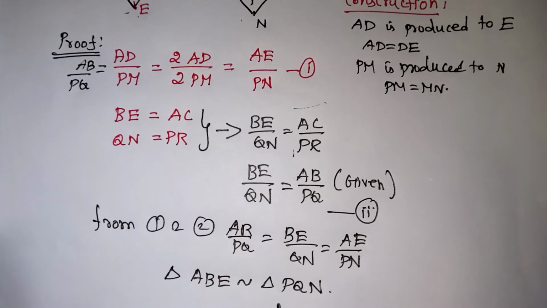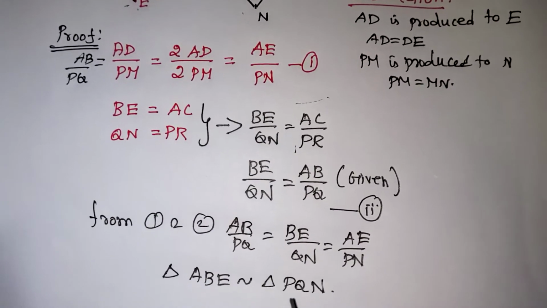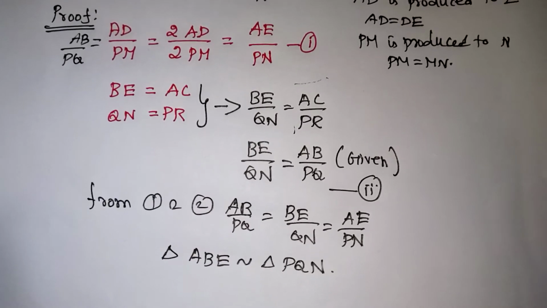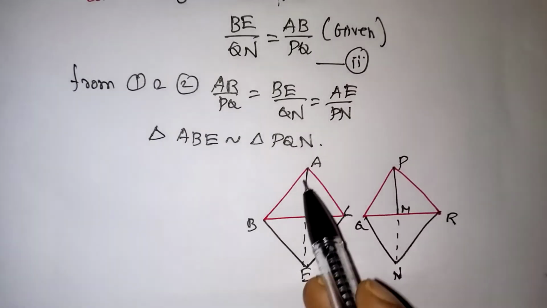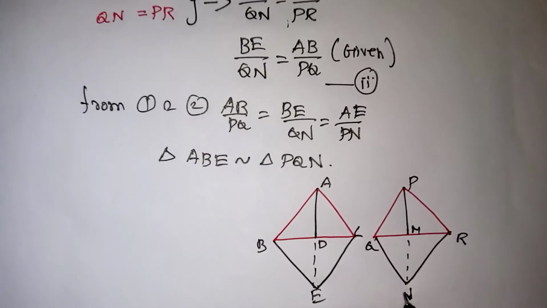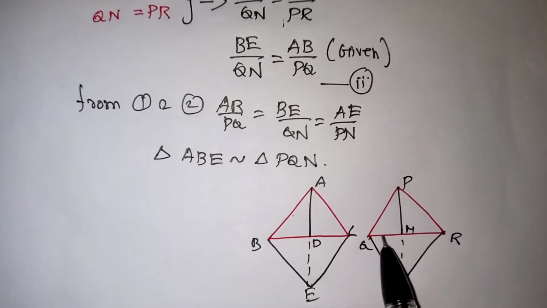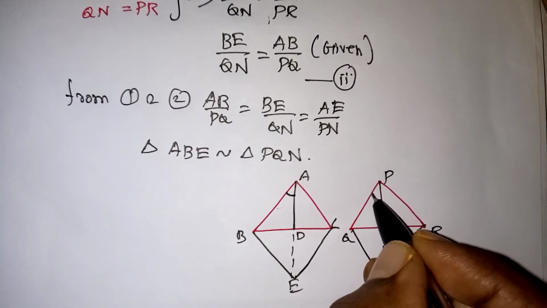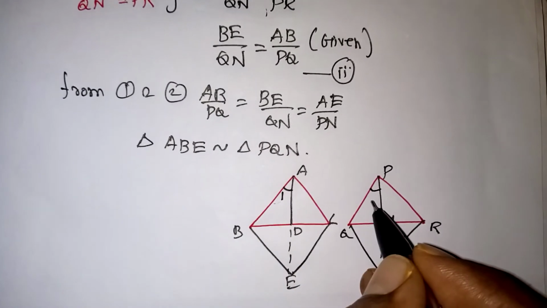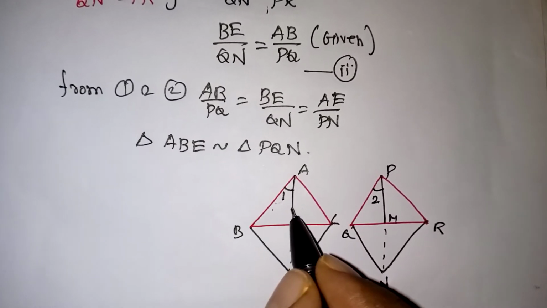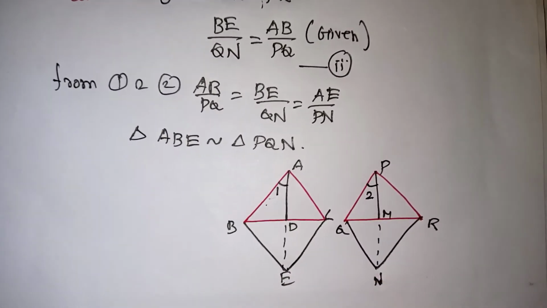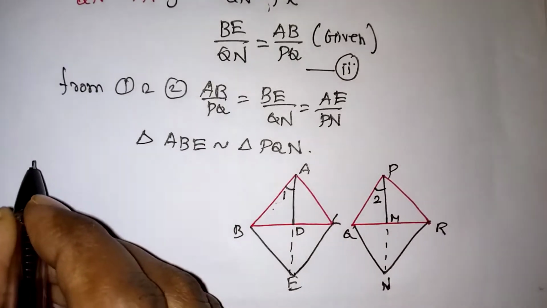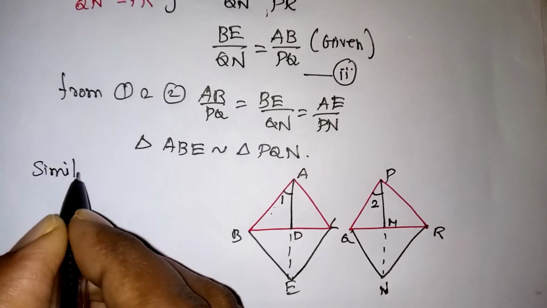Now since these two triangles are similar, all the angles of the two triangles will be equal. Let us take any angle in the diagram. We got triangle ABE and triangle PQN, both this half triangle and this half triangle are similar. So all the angles of similar triangles are equal. Suppose this is angle 1, this is angle 2, definitely these two angles are equal. In the same way, this side half triangle and this side half triangle also will be similar. You need not write the complete proof again.